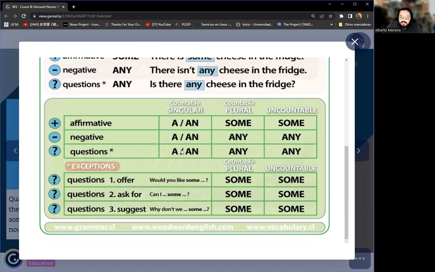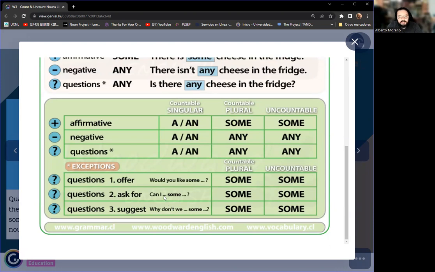Sí. Cuando estemos haciendo una oferta, un ofrecimiento, would you like some? Y en su actividad viene, would you like some oranges o algo así. Bueno, la respuesta es some. Maestro, pero es una pregunta. Sí, pero es la excepción. Con ofertas, la excepción es que no utilizamos any, utilizamos some. ¿Ok? Cuando estamos pidiendo algo, utilizamos some.